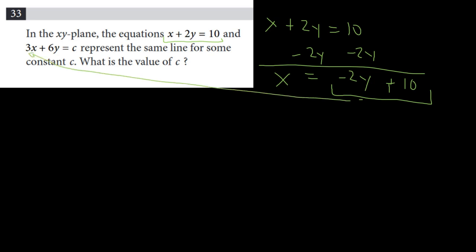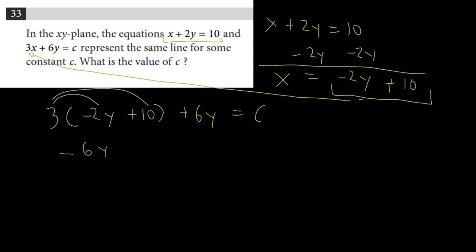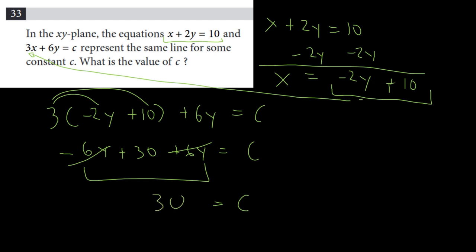So what it looks like now is 3 times (minus 2y plus 10) plus 6y equals C. I'm going to distribute. So now it looks like minus 6y plus 30 plus 6y equals C. I know the minus 6y and the 6y cancel out. And so now C is equal to 30.